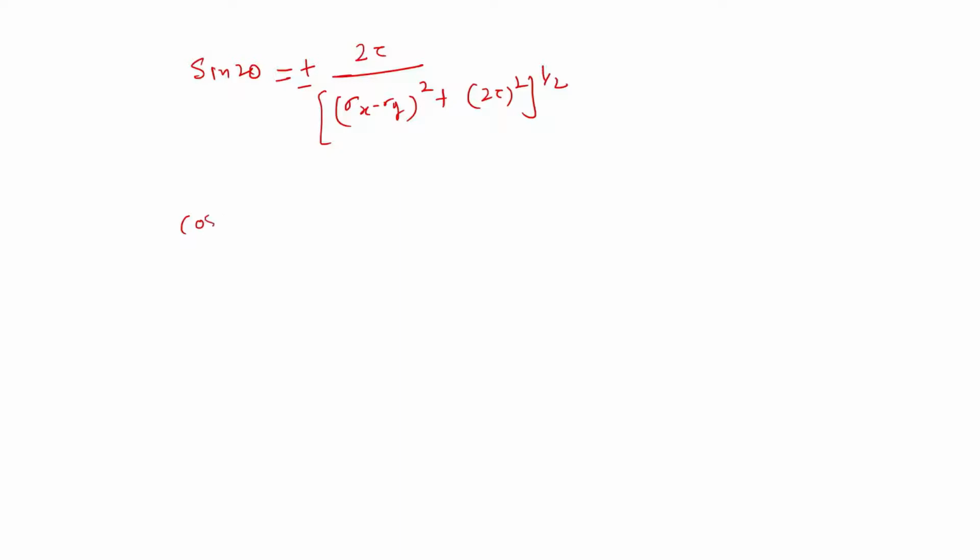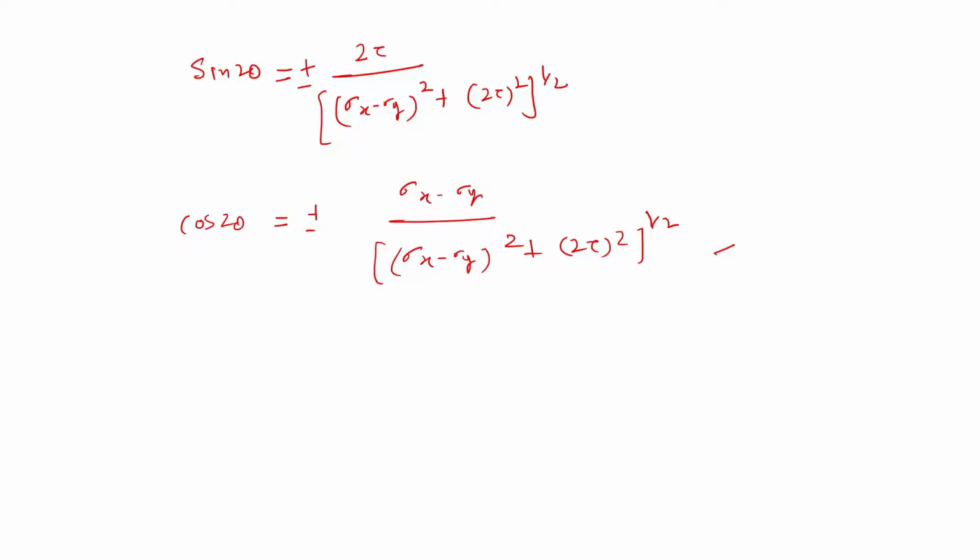and cos 2 theta, as we know, cos is equal to base over hypotenuse. So, this would be plus minus sigma x minus sigma y over the square root of sigma x minus sigma y whole square plus 2 tau whole square. We can see from these formulas that the right hand sides of both equations should have the same sign, positive or negative, while using them. Now, we can substitute these values of sine 2 theta and cos 2 theta in the formula of sigma theta.